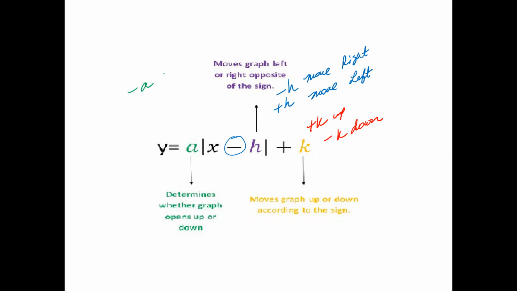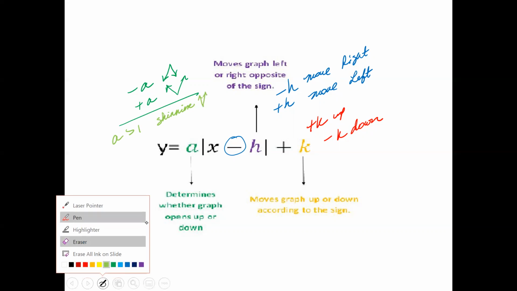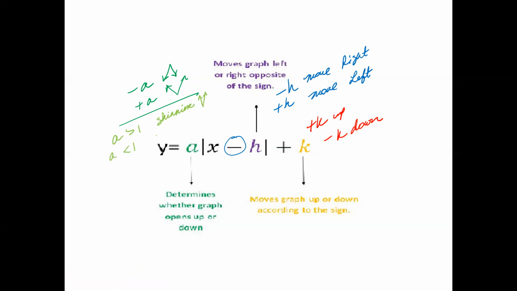A, on the other hand: if it's a negative A, it's going to be a sad face, a V-shaped absolute value. If it's a positive A, it's going to be a happy face, a right side up absolute value. In addition to that, there are other conditions with A as well. If A is bigger than 1, it is going to be a skinnier shaped absolute value. And if A is less than 1, it is going to be a wider absolute value, like that.